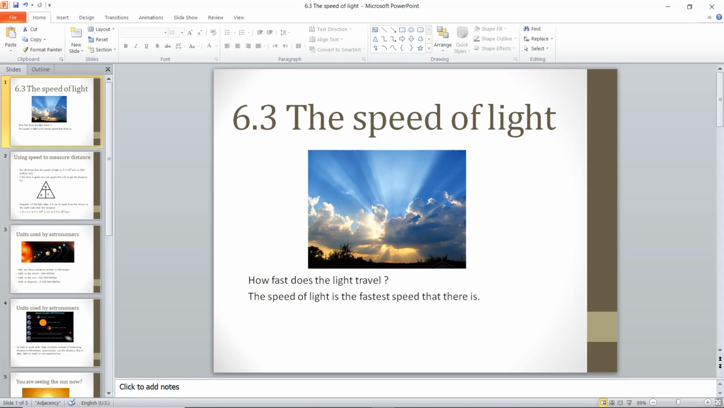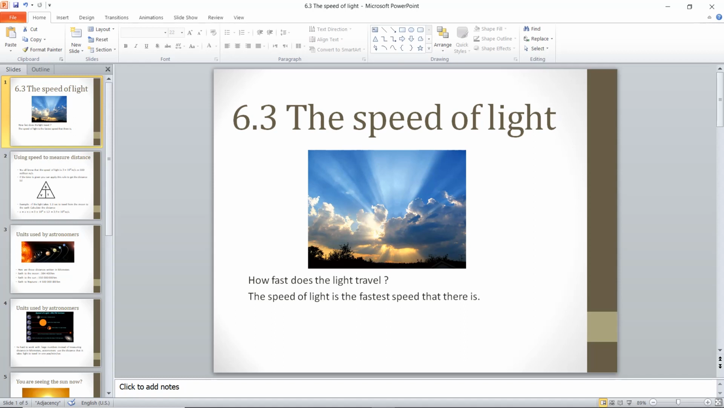Of year 8, we are going to talk about the speed of light. It's Mr. Kassem. For sure, it's physics. Okay. Now, I'm talking about the speed of light, page 114.